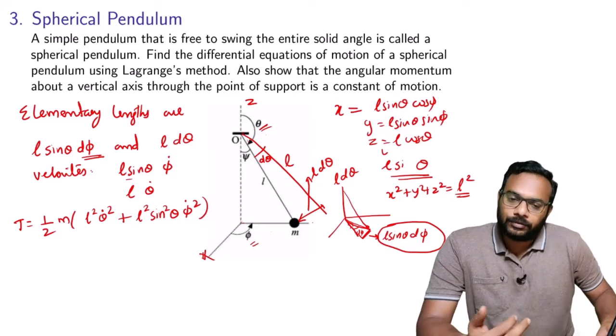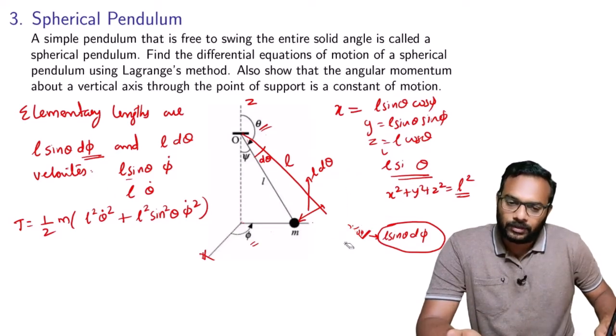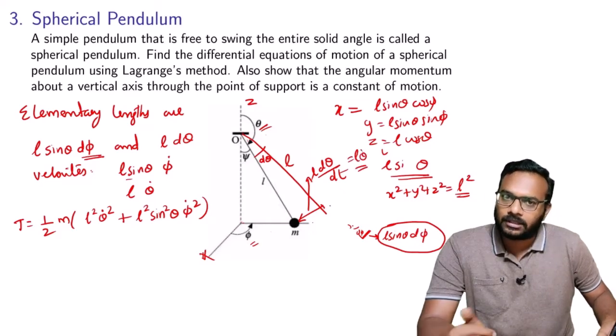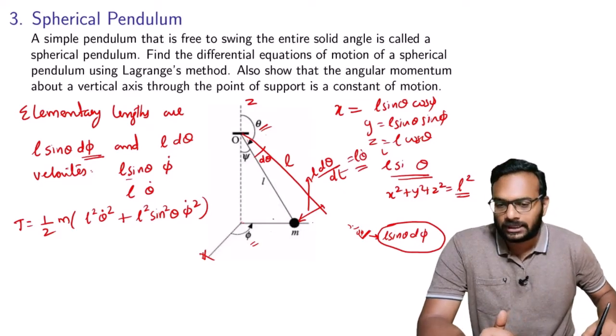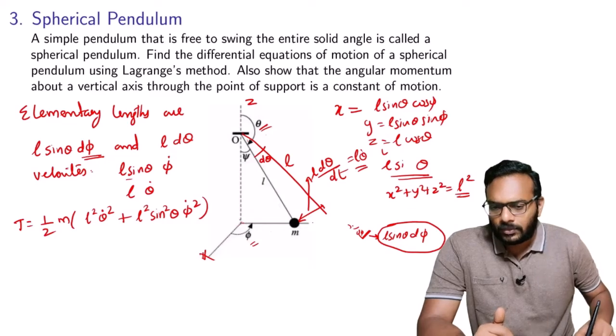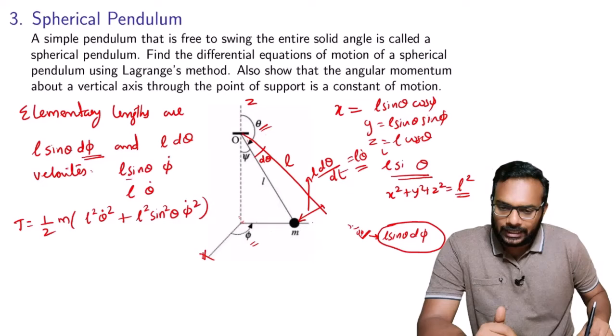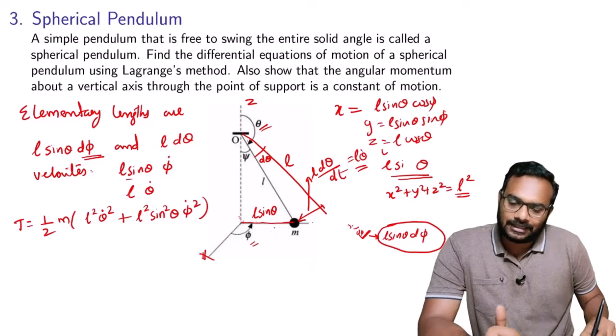Now if you have the distance moved, you need to find the velocity. You just divide it by dt and you get L theta dot. We already got one component of velocity. The other component is easily found here. We see that this line, this length, is L sin theta.